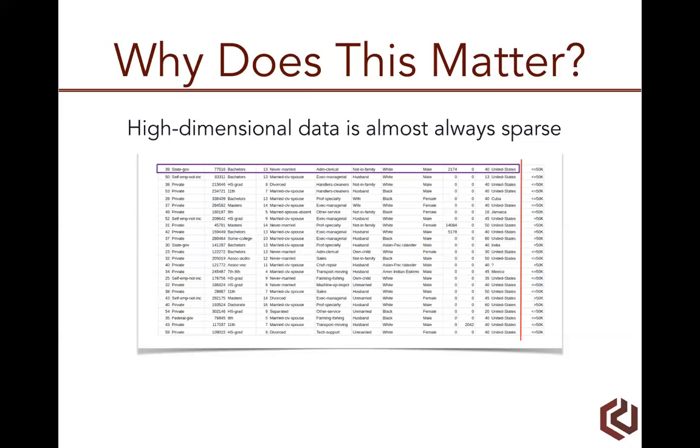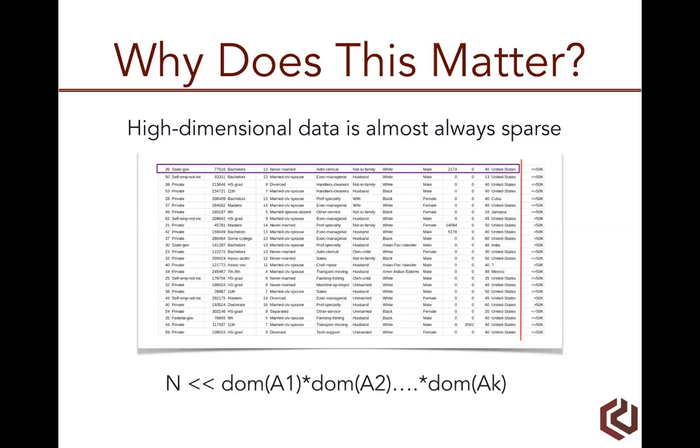So why does this matter? This was kind of our first insight about 2.5 years ago when we were studying this problem. This really matters because a working definition for high dimensional data, a working definition for multidimensional data, is that it's almost always sparse. Why is this the case?